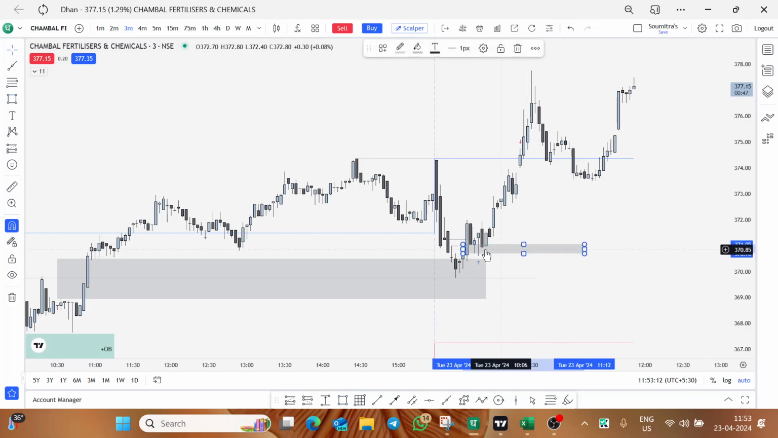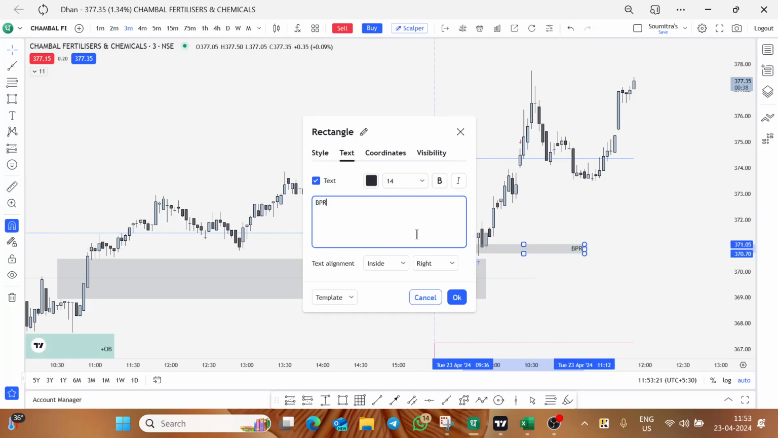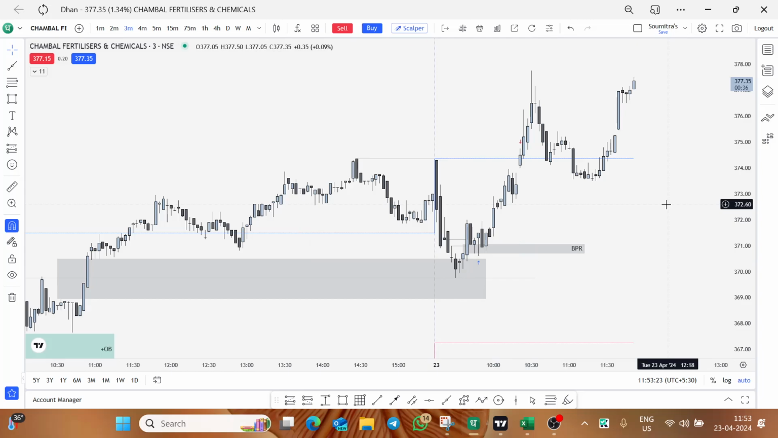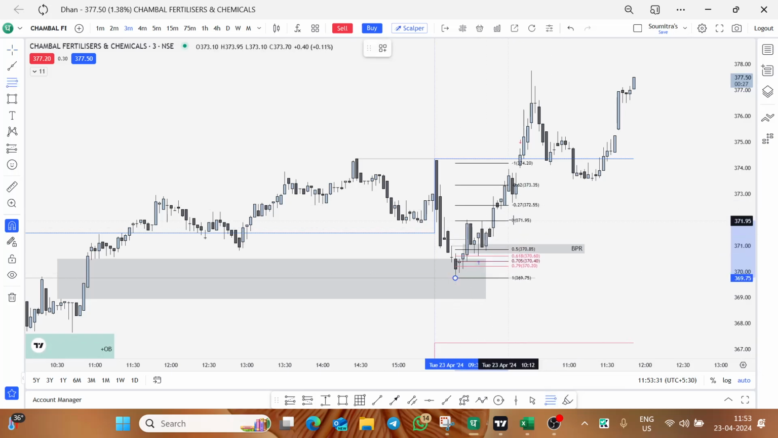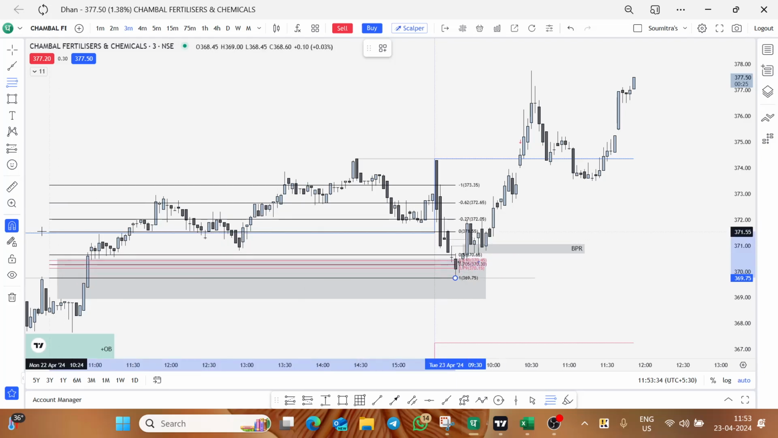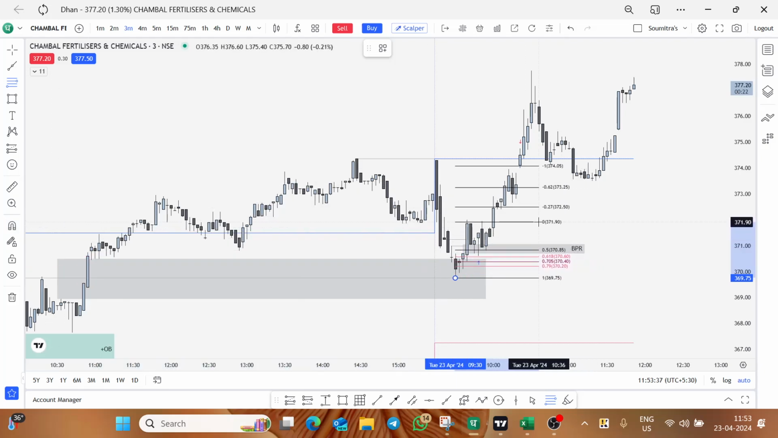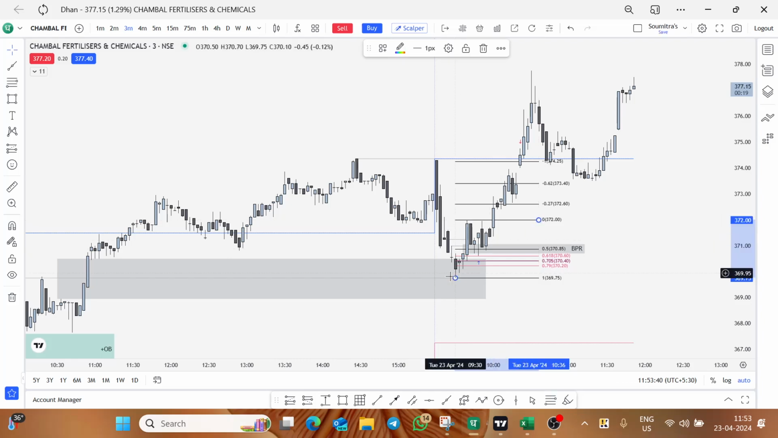So basically, this fair value gap negated the idea of this previous fair value gap. So this becomes a BPR, or balanced price range. And so we took a trade from this BPR, not exactly from here. We drew a fib from this low to this high, and this was our 50%, 370.85, or I think it was 375.9, something like that.